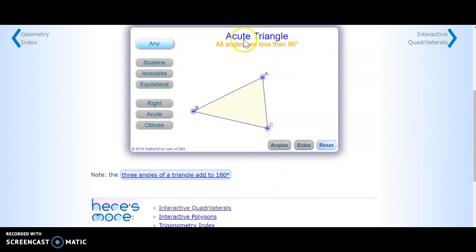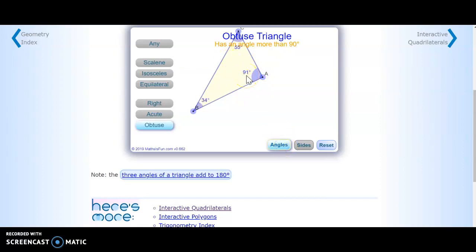If it says acute triangle, it means it's classifying this triangle based on angles, not based on side length, right? You have the classification based on side length up here: scalene, isosceles, and equilateral. And these are the classifications based on angles. You can just click and play with it. If I click on this one, it changes my triangle to one that has an obtuse angle, angle A. It doesn't look obtuse, right? Let me click on angles and we see the measurements. It's just 1 degree above 90, but it still counts as obtuse, right?